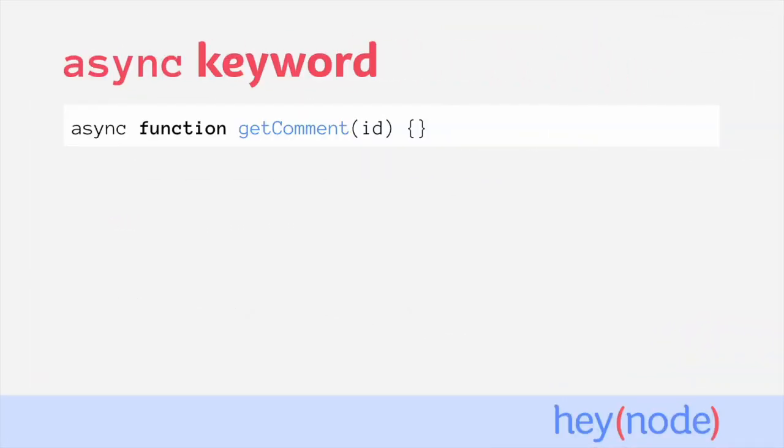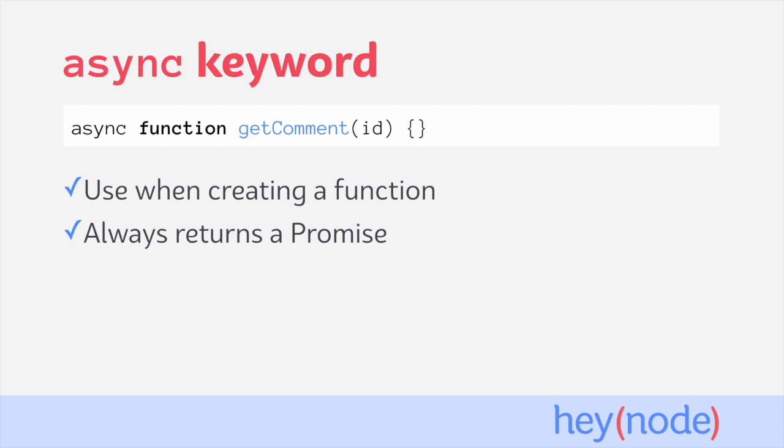So let's talk a little bit about what happened there and how we were able to do that. Let's start with the async keyword. Await needs to be used inside of an async function. We create an async function by prefixing the function with the async keyword when we're creating the function. This does something special to the function. An async function will always return a promise. Even if you return a regular value from an async function, that value will be wrapped in a promise.